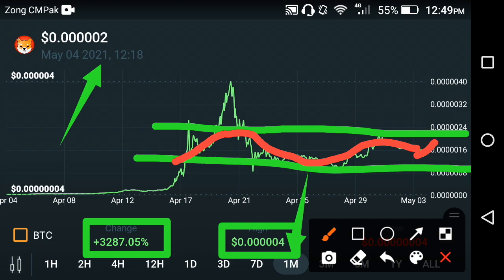And if it doesn't break the resistance level in the next 1 month, friends, there is a lot of chance it falls fast and the price will become 0.0001 USD if it doesn't break the resistance level. If it breaks the resistance level, the price becomes good. If it doesn't break, the price falls fast, friends.